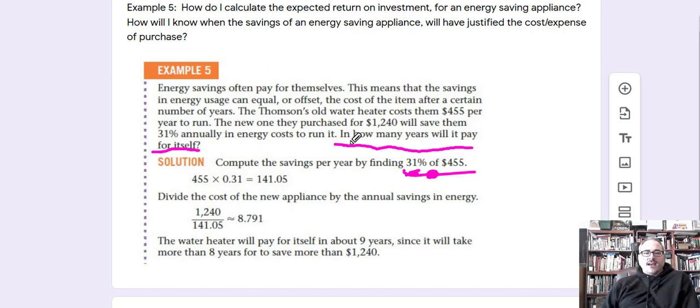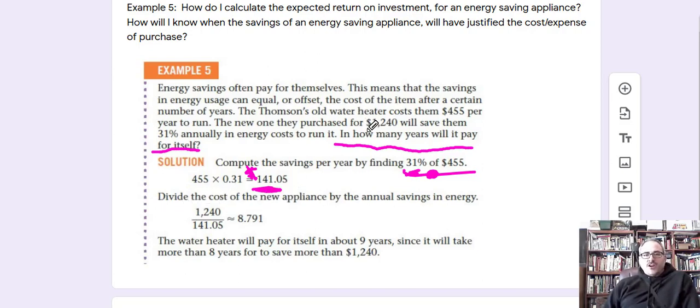So 455 times 0.31 is 141.05, right? $141.05. That's the savings per year. This is the amount of money saved per year. Now we're going to figure out when this thing will pay for itself. My savings per year by getting this new appliance is $141.05 each year. Then we figure out how many years it will take for this savings to justify the expense of the new appliance.